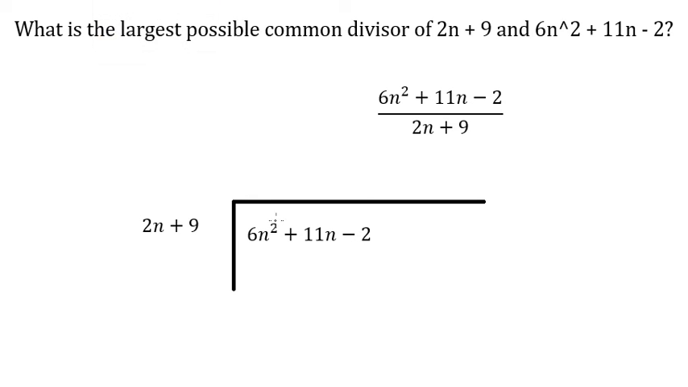So the highest one is 6n to the power of 2. So in here we need to put 3n, because 3n multiplied by 2n, you get 6n squared. Then 3n with the number 9, we have positive 27n. Next, we need to subtract the two equations.